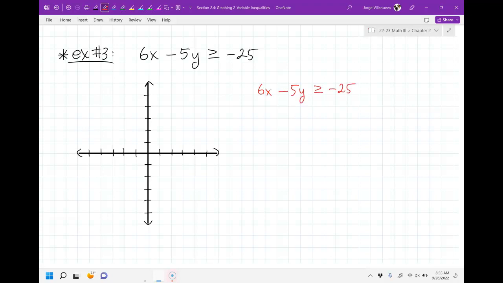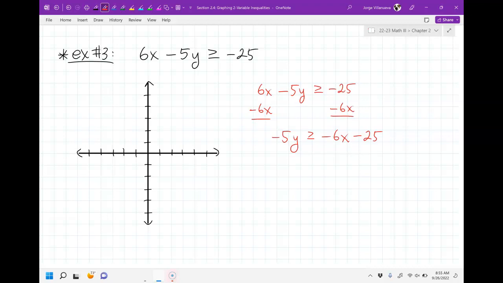Now, if I'm going to solve for y, I need to get that x out of there, right? So let's subtract 6x on both sides. And I get negative 5y greater than or equal to negative 6x minus 25. Right, so all right, we're good so far. What's my next step? Divide by what? So if I divide by negative 5 and it's a greater than or equal to, what am I supposed to do?